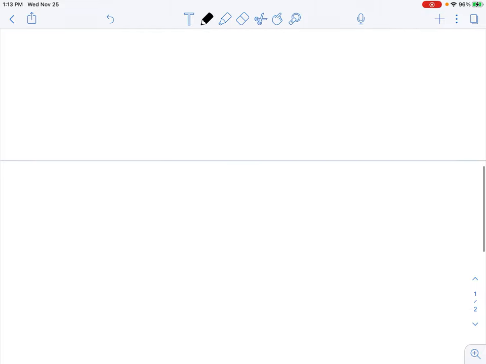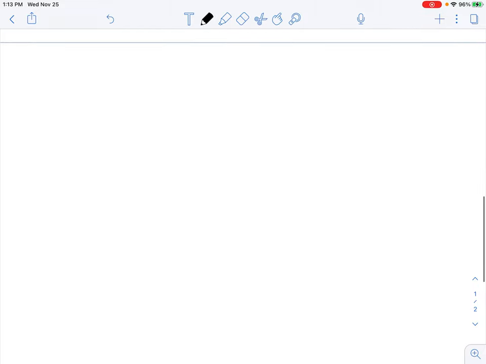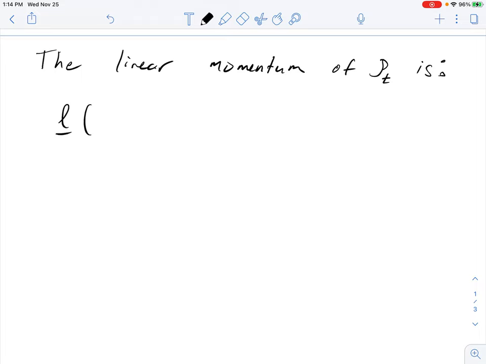All right, so we can now define the linear and angular momentum as integrals over P, like this. The linear momentum we'll denote as a vector L, which is a function of spatial region, and it is defined as the integral over that spatial region of the mass density times the velocity.